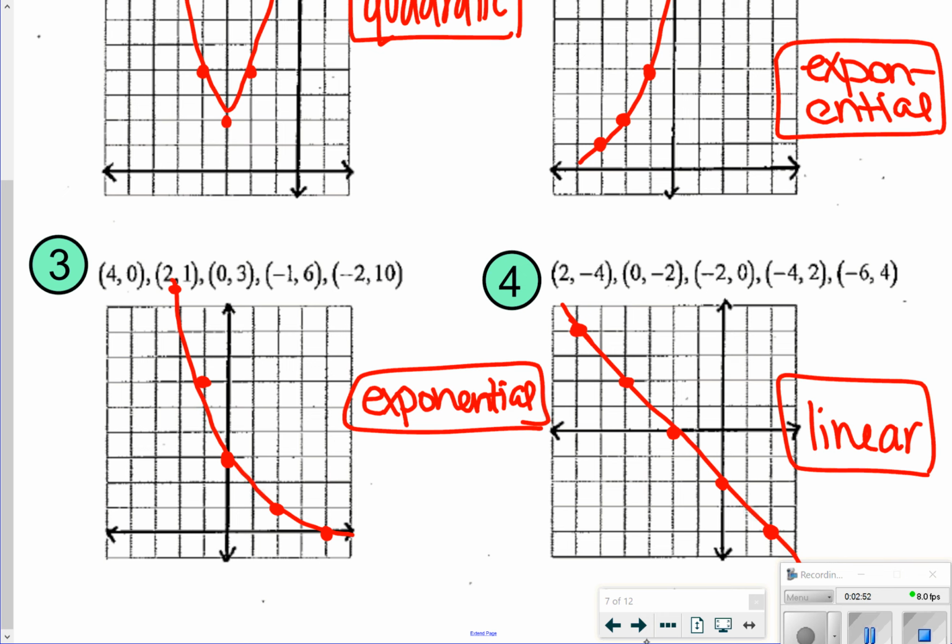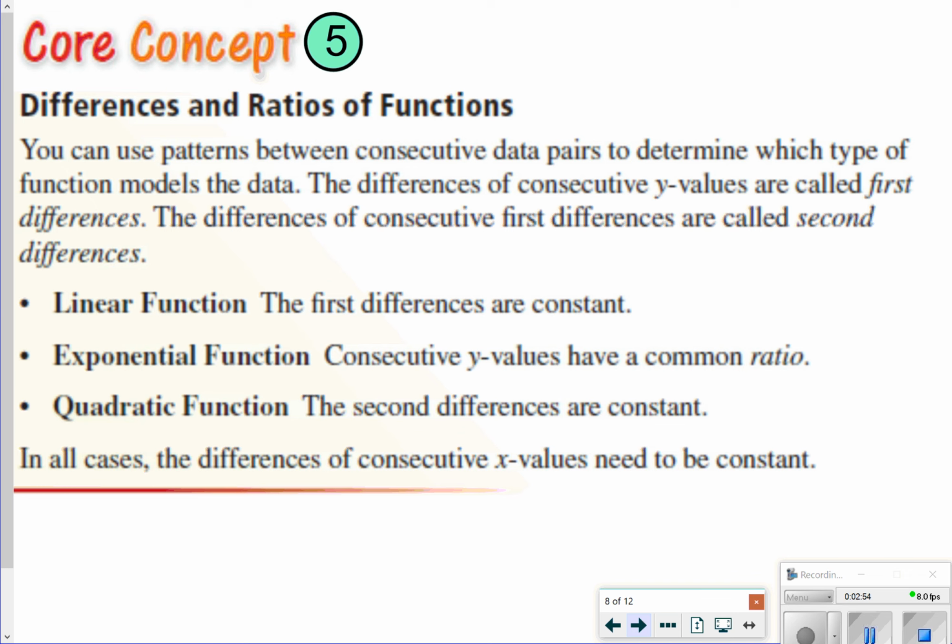Okay. So next up we have the different types of functions and how we could recognize them maybe in just a table rather than having to graph them each time. For a linear function, the first differences are constant. And so you're going to be looking at your y values to see how they are adding or subtracting. So just maybe think about that. So add or subtract. For an exponential function, the consecutive y values have a common ratio. With this one, you need to make sure they are either multiplying or dividing to find that common ratio.